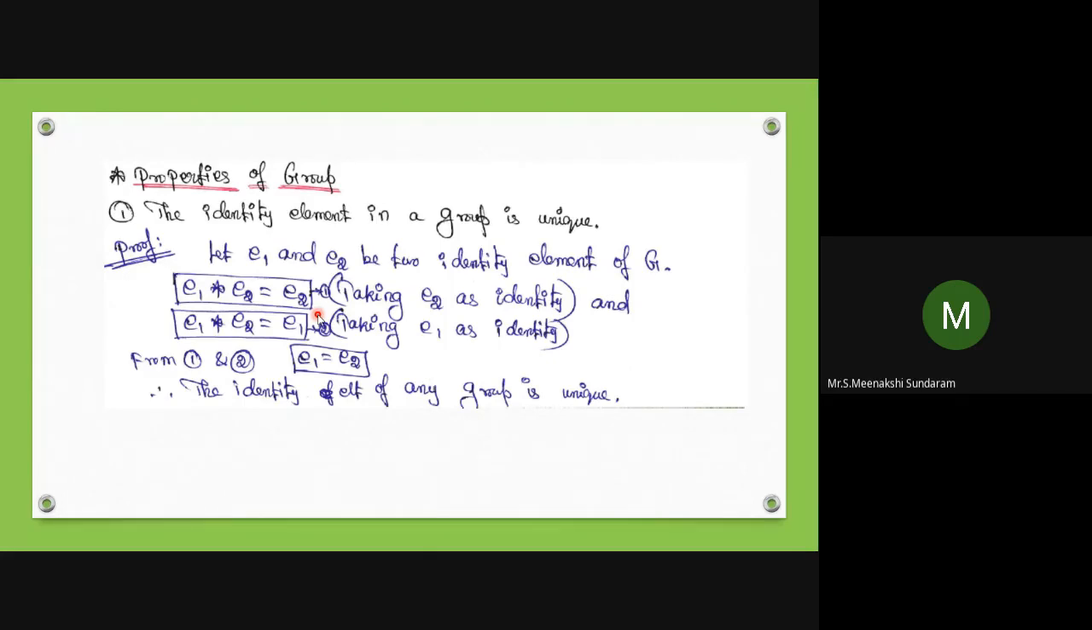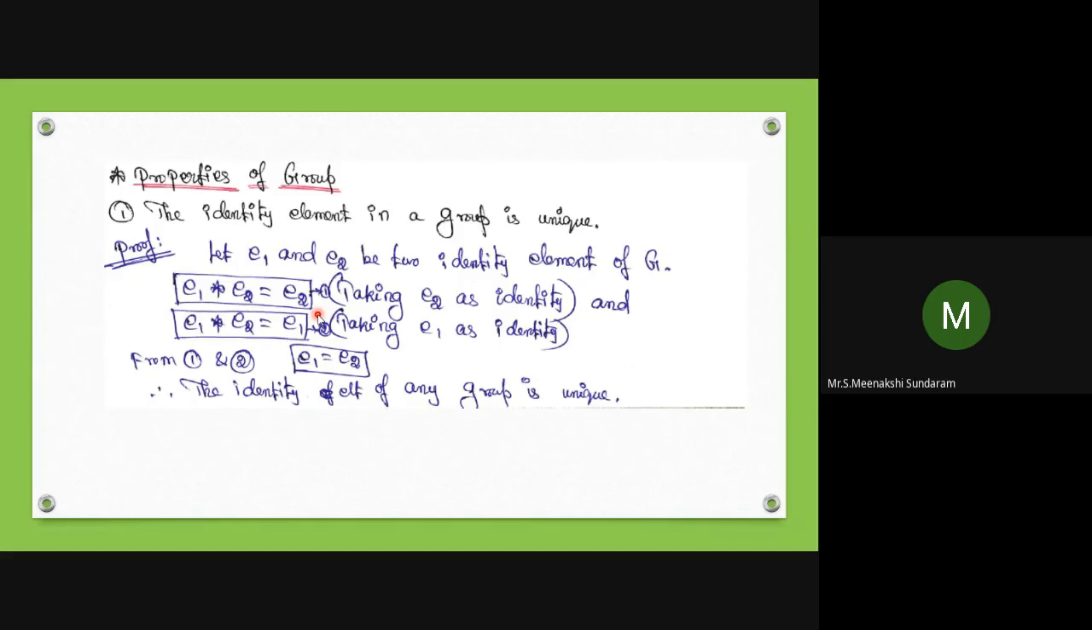So properties of the group: the identity element in a group should be unique. Proof by contradiction: suppose a group has two identities E1 and E2. Any number multiplied with the identity gives the same number. E1 star E2 equals E2, when you take E2 as the identity, the answer is E2.